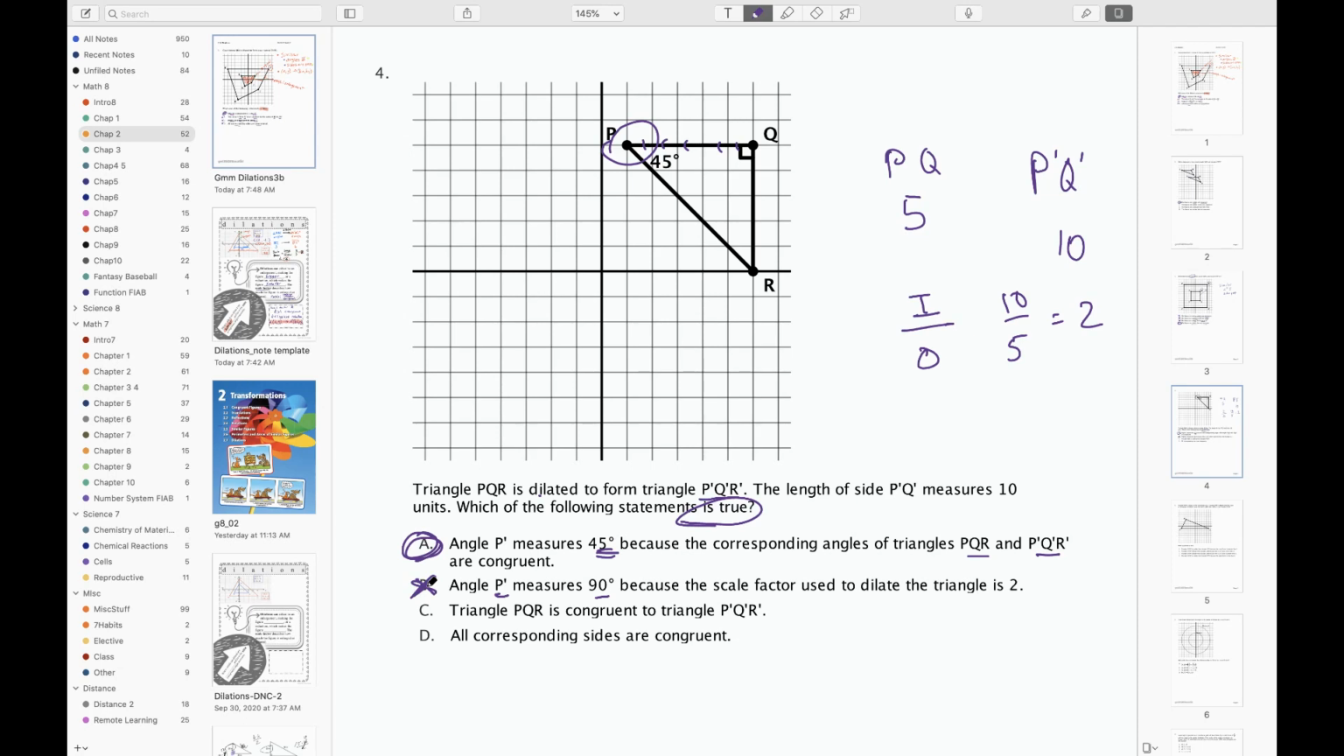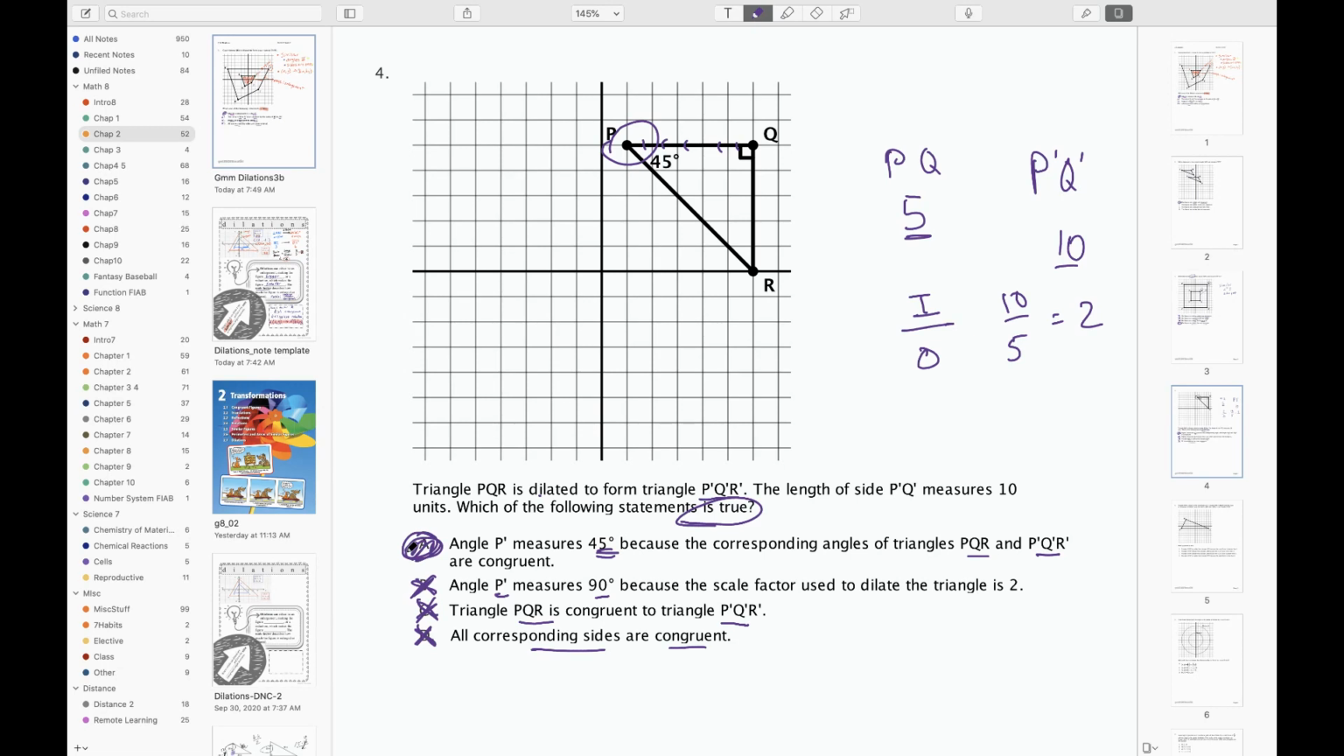Triangle PQR is congruent to triangle P prime Q prime R prime. No, the triangles aren't congruent, because we see that this is 5, this is 10. They're not congruent. They're similar, right? So this is a no. And then all corresponding sides are congruent. No, because all corresponding sides are proportional. Okay, so that's out. So A is truly our answer.